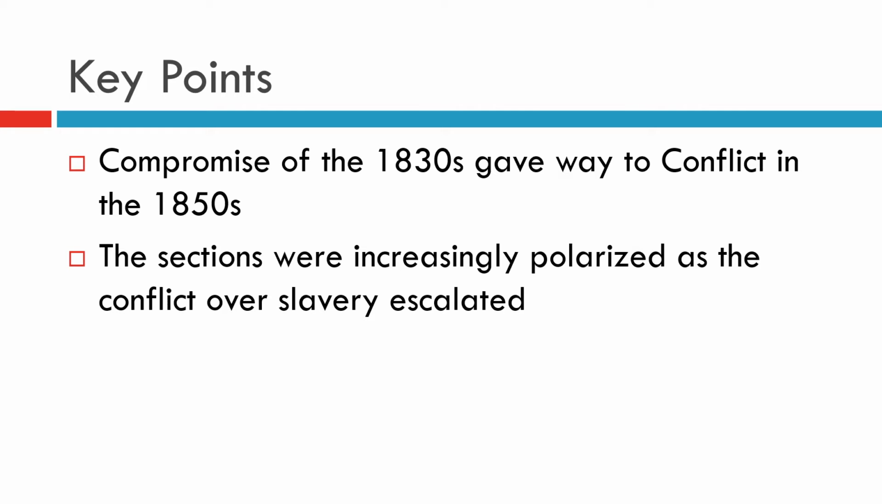First of all, the compromises of the 1830s will give way to conflict in the 1850s. And number two, the sections, the North and the West, as well as the South, will increasingly become polarized as the conflict over slavery escalated throughout the 19th century.